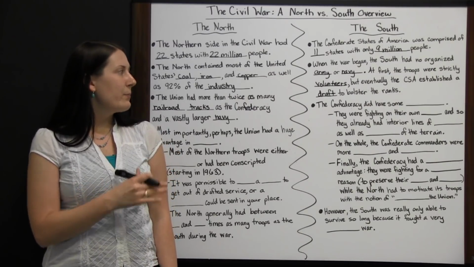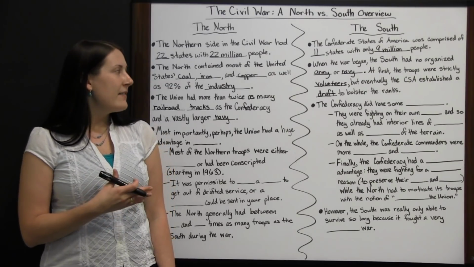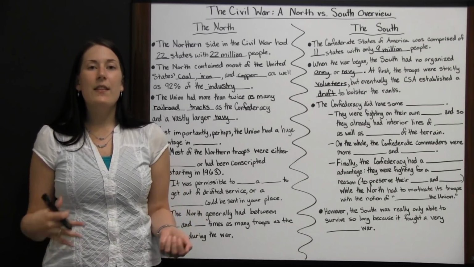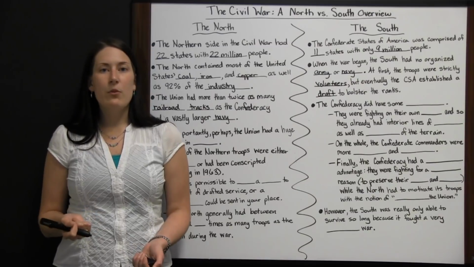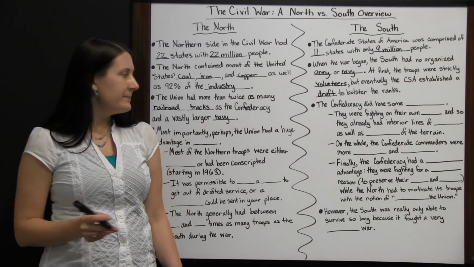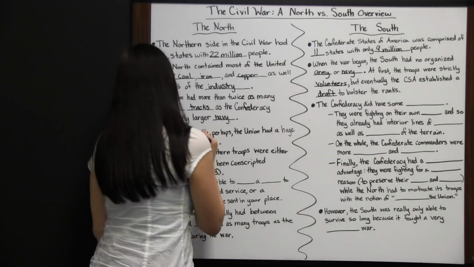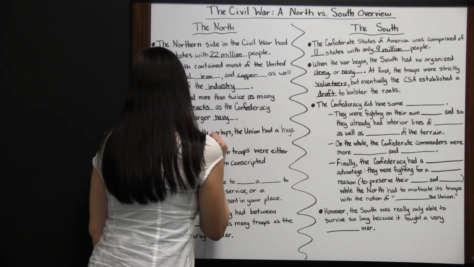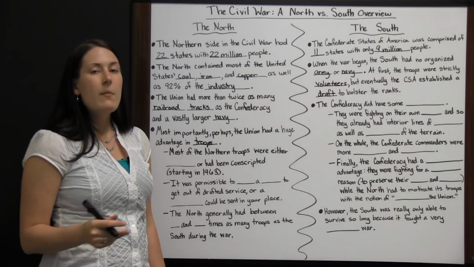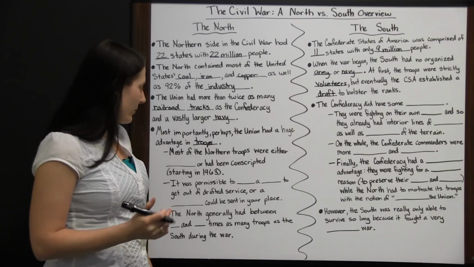Now at first they had strictly volunteers as soldiers, but eventually they did have a draft established to bolster the ranks. They didn't have as many soldiers as they needed, so they had to institute a draft to get more of them. So most importantly, perhaps for the Union, they had a huge advantage in troops. We knew already that the North had over twice as many people, but that was also going to mean the North had more troops to actually go and fight the war.